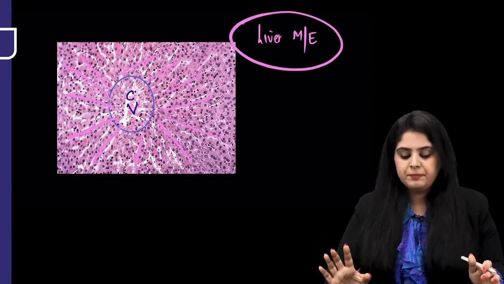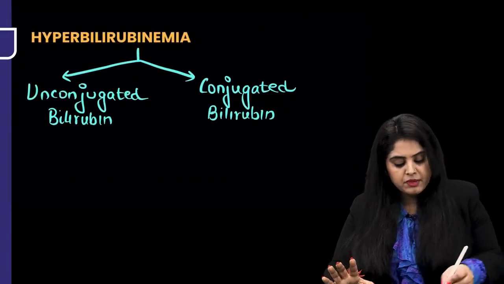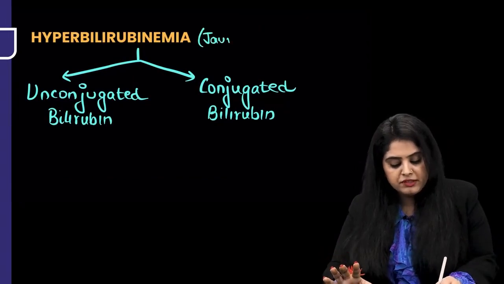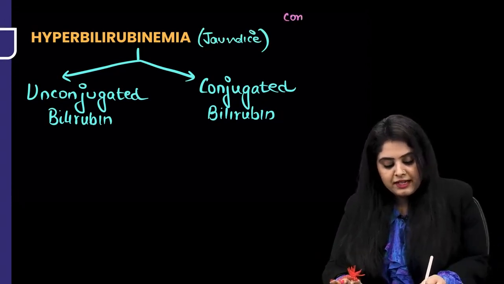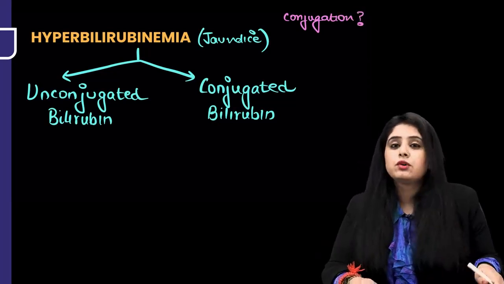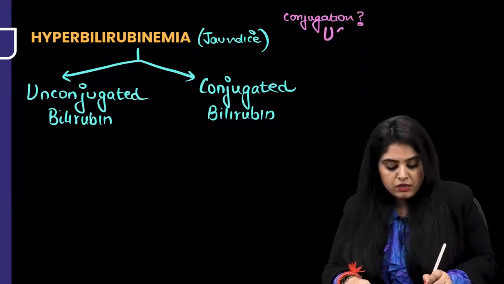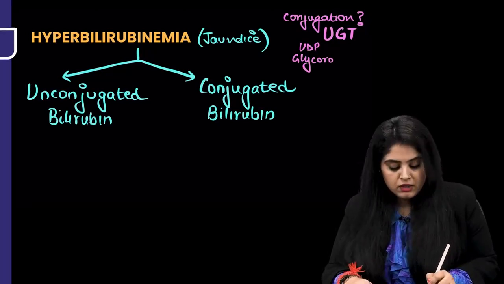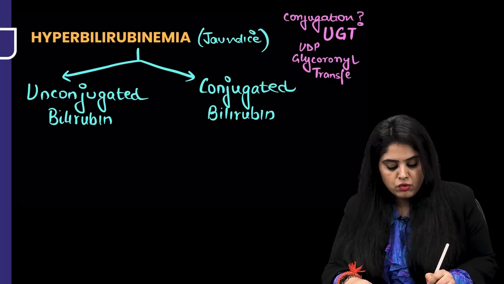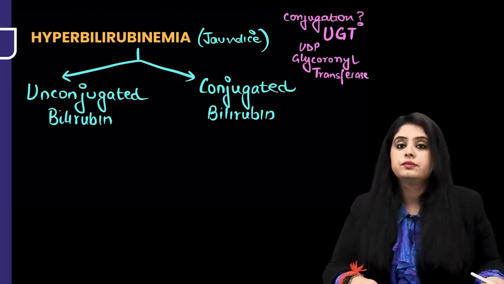Physiology means bilirubin. Before I start with hyperbilirubinemia, or in other words jaundice, I want to ask you one simple thing. What is the enzyme that you remember that causes conjugation? Do you remember which enzyme causes conjugation? UDP glucuronyl transferase. For those who have not studied physiology yet, this is very basic. Please do go ahead and study it. So UDP glucuronyl transferase is what is going to cause the conjugation.